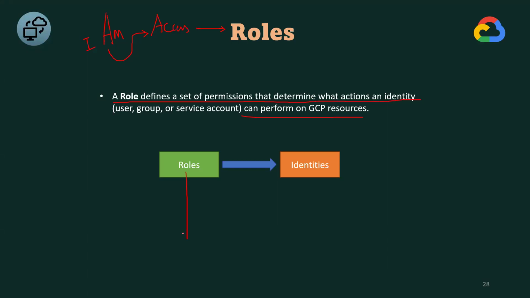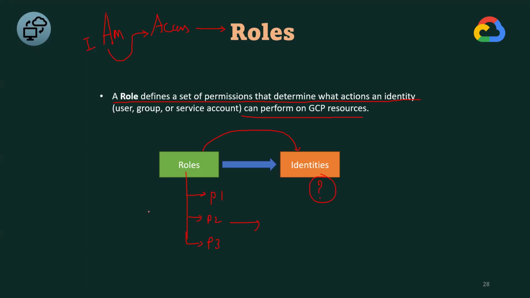For example, look here. So this is a role. We have permission 1, permission 2, permission 3. Okay, so this is what we call a role. A role is a set of permissions. It determines what these identities get if I assign this role to them. So what permissions are they getting?